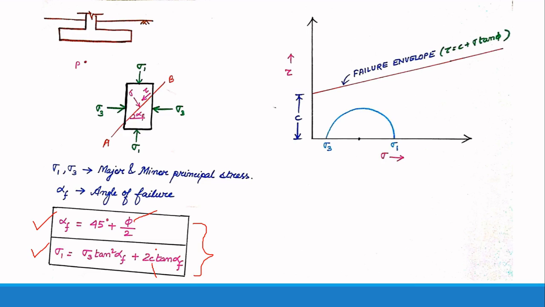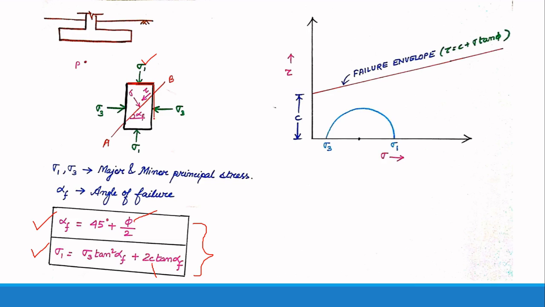Now let us go back to the failure envelope and try to understand its importance. From the stress element, this is a plane which is the principal plane, because principal stress sigma 1 is acting on it. If you remember from strength of materials class, there is no shear stress acting on a principal plane. So here I will have only sigma 1 and no shear stress.